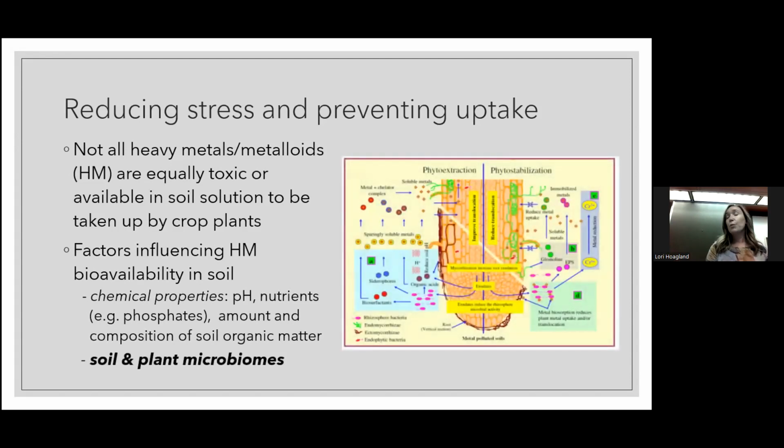bioavailability. But we also know that soil and plant microbiomes can have a big influence in making metals more or less bioavailable. And so there's microbes at the root interface that can increase bioavailability of metals, which is great in a phytoremediation scheme if you're trying to use plants to take metals out of the environment, but there's also other microbes that can stabilize heavy metals in soil and keep them out of plants. And so we're more focused in that group.